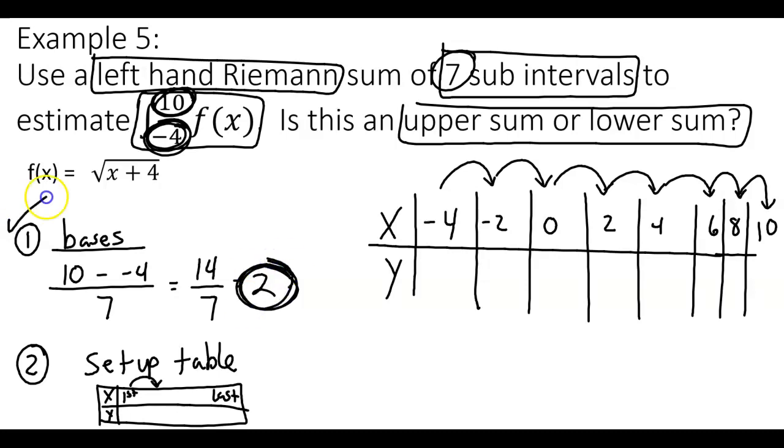So step 1 is to find your bases. Step 2 is to set up your table, starting with your first x value, ending at your last x value, going by whatever your base length is. And now you need to find your y values.